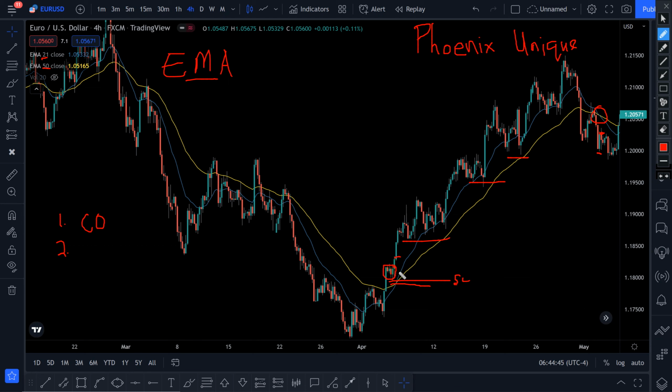So this crossover is for your entry. For your exit is again a crossover. So simple crossover, entry on the open of the next candle. When you see a crossover again, close on the open of the next candle. As simple as ABC. This is brought to you by Phoenix Unique.